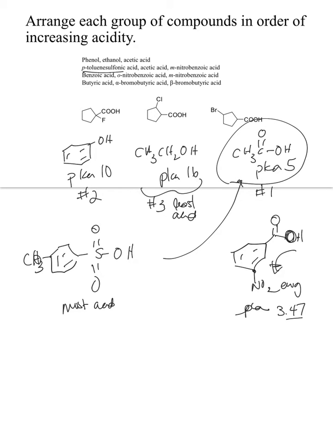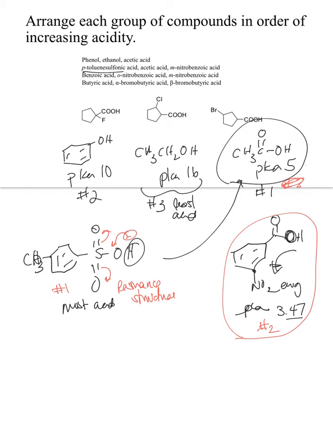And I'm not sure what the pKa is for that, but let me show you why. When you deprotonate this, make that O minus, and then you have 1, 2, you have several, 4, 5, 6 resonance structures. The more resonance structures you have, the more acidic it is. So this is your most acidic, number 1. Number 2 would be this meta nitro, and then number 3, the least acidic, would be this acetic acid. So that's number 3, number 2, and number 1.